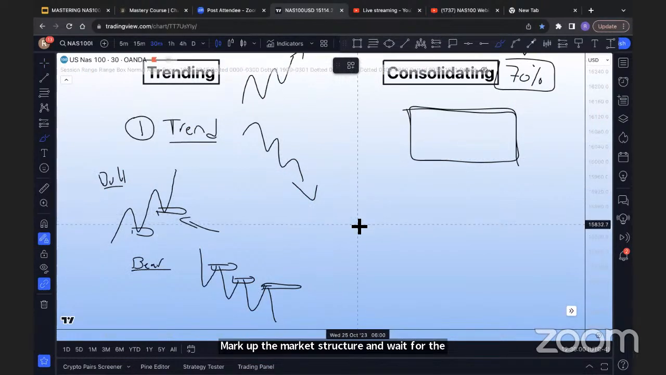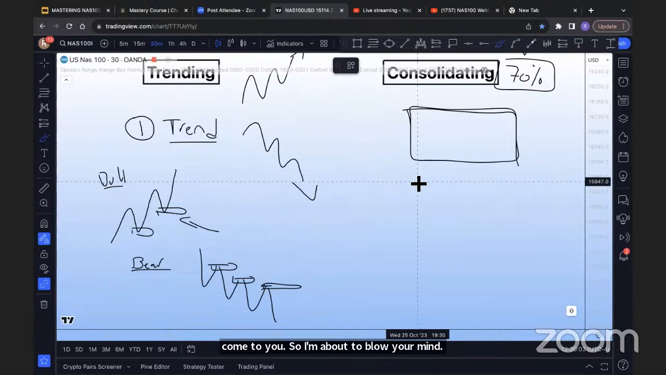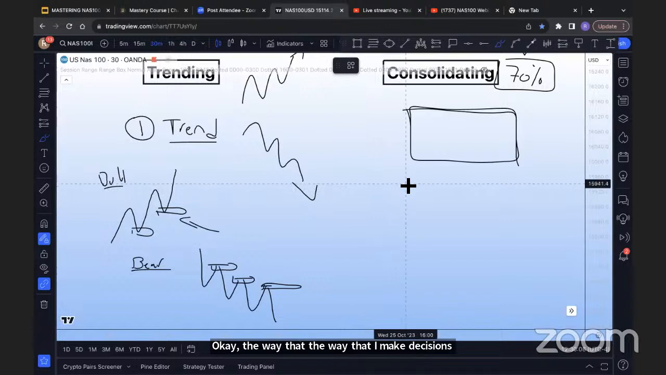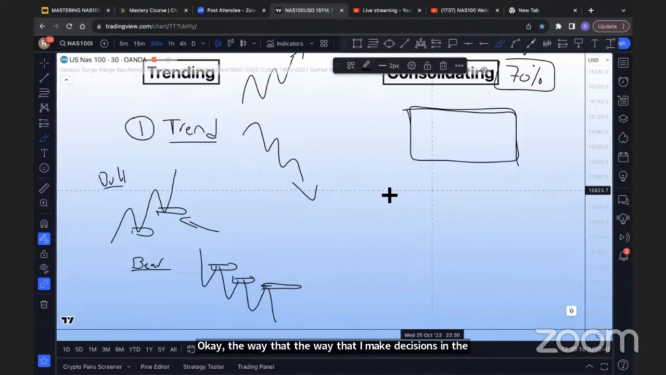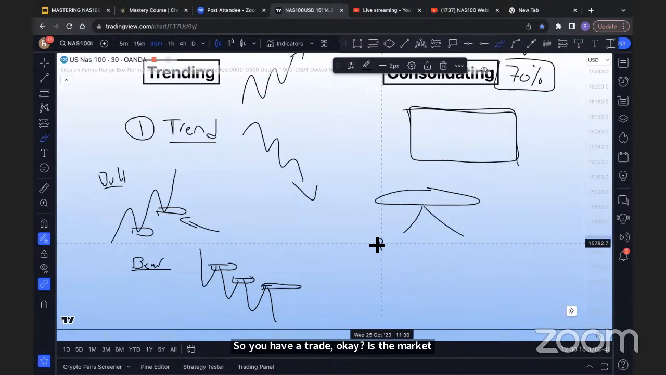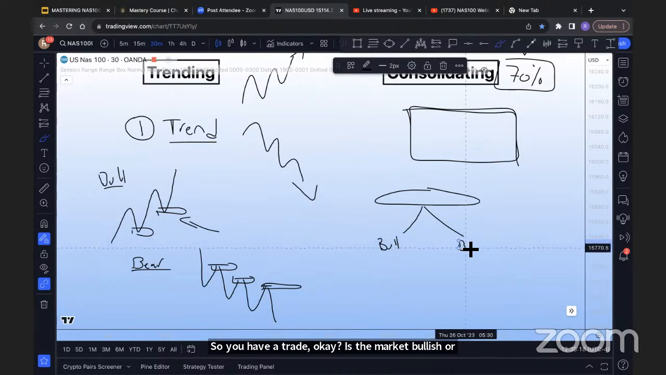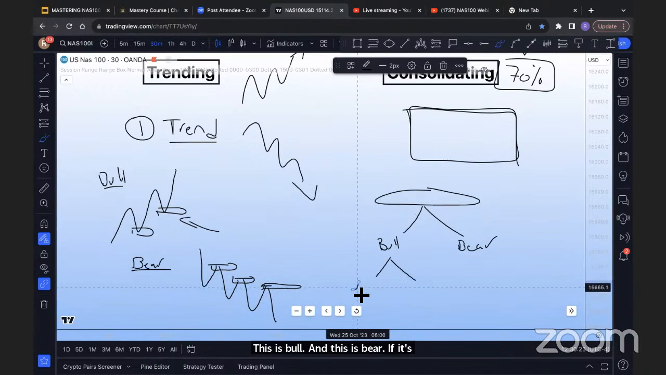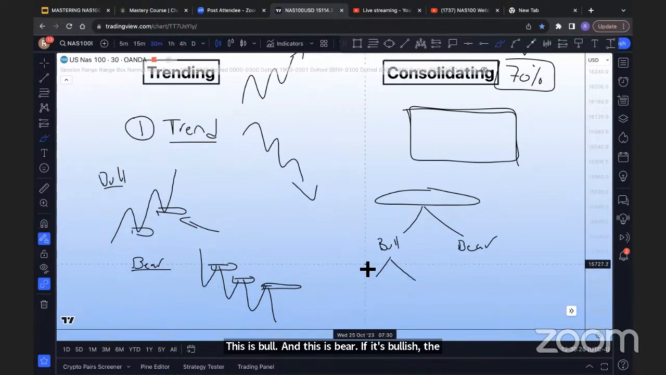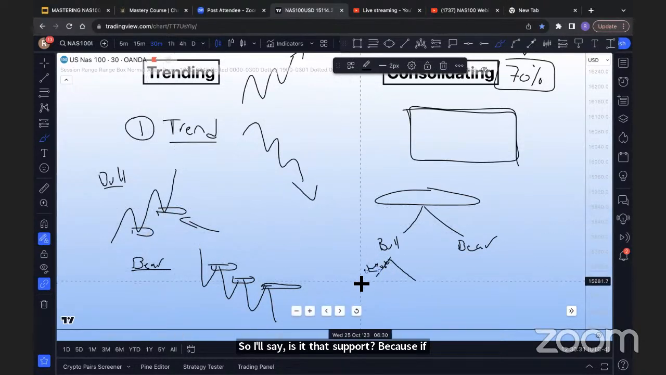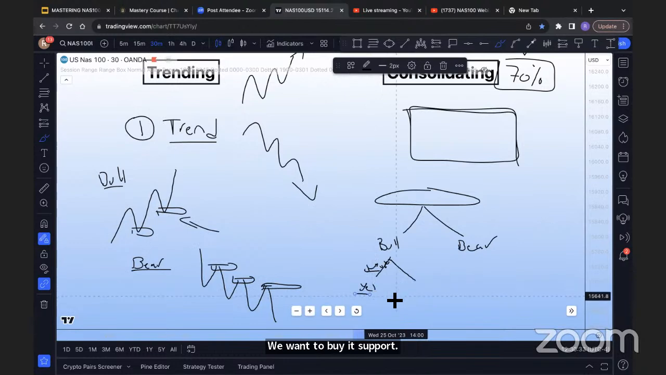So I'm about to blow your mind, okay? The way that I make decisions, and the way that I feel like all professional traders make decisions, is in the form of a decision tree. So you have a trade, okay? Is the market bullish or bearish? This is my decision tree. This is bull and this is bear. If it's bullish, the question is: is it at support? Because if it's bullish, we want to buy at support. If the answer is yes, look for buys. If the answer is no, don't look for buys.